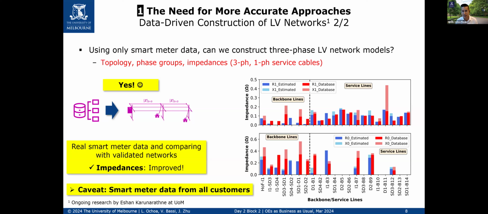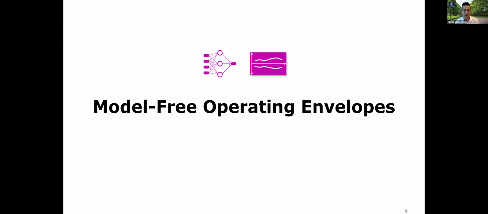And even in Victoria, commercial and industrial customers, although they have smart meters, are not managed by the distribution companies. So there are limitations, which then takes you to the question of, okay, but what can we do if we have partial smart meter data? Well, this is where we're going to discuss the model-free operating envelopes. Vinny, you can share your screen now.